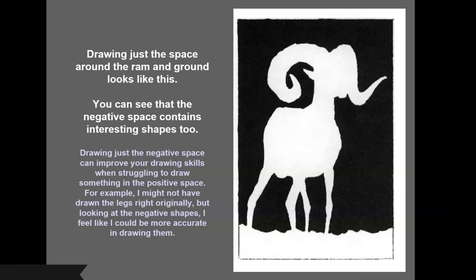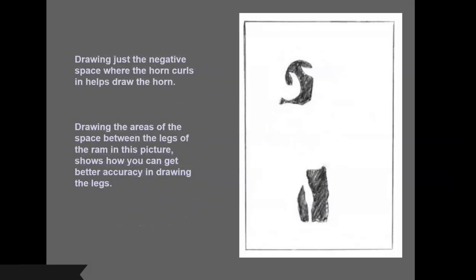Drawing just the negative space can improve your drawing skills when struggling to draw something in the positive space. For example, I might not have drawn the legs right originally, but looking at the negative shapes instead, I feel like I could be more accurate in drawing them. Here's just a simplified area of each by the horn and the legs to show you how the simplified shapes are working out.